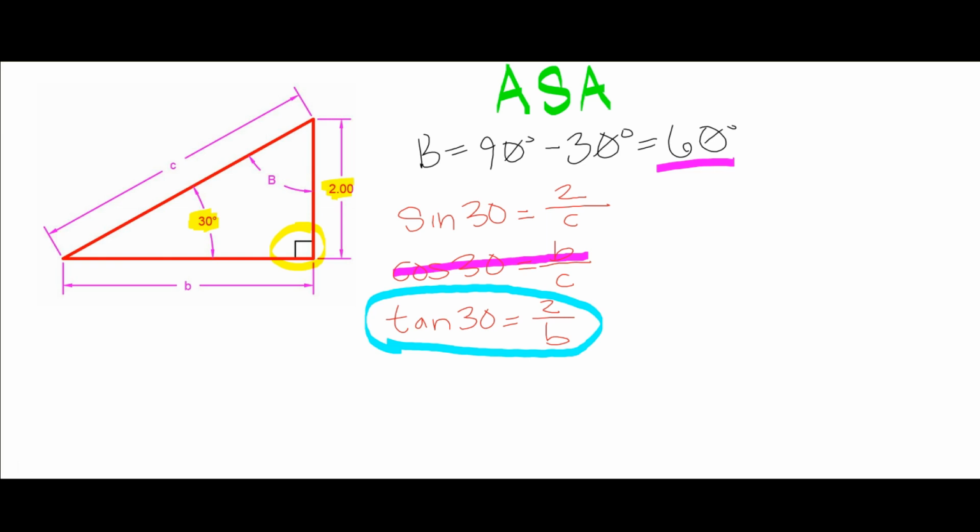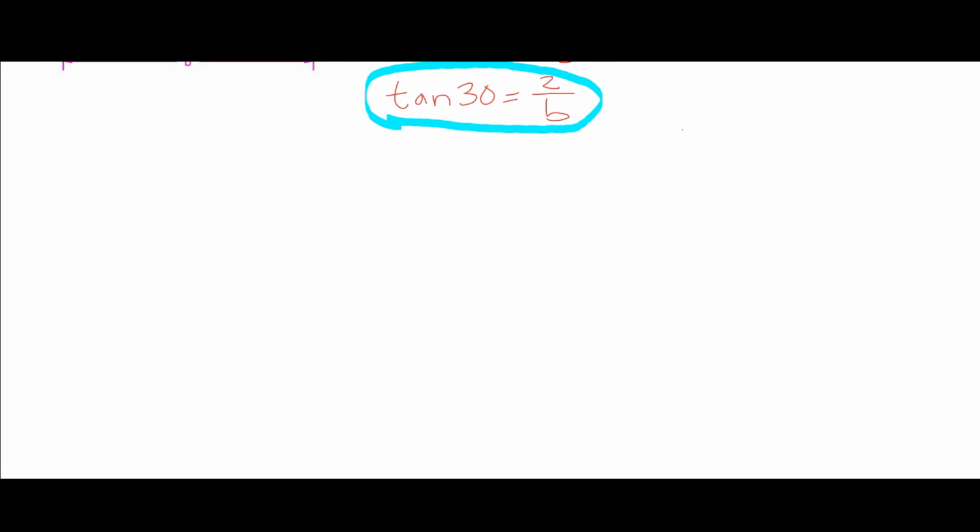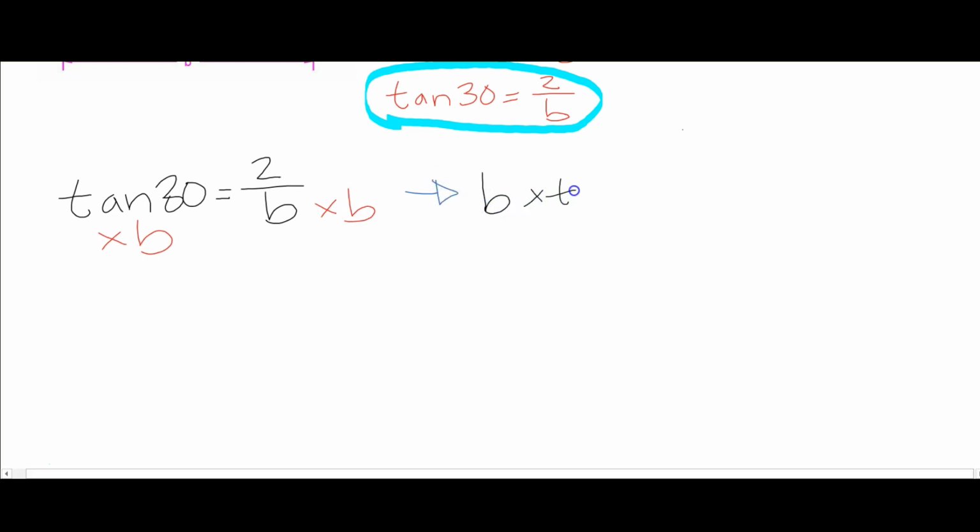We can multiply both sides by b. So let me do that really quick. Let me grab some more room here. I'll rewrite the equation. Tangent of 30 equals 2 over b. Let's multiply both sides by b first, which gives me b times tangent of 30 equals 2. And then what I can do is divide both sides by tangent of 30.